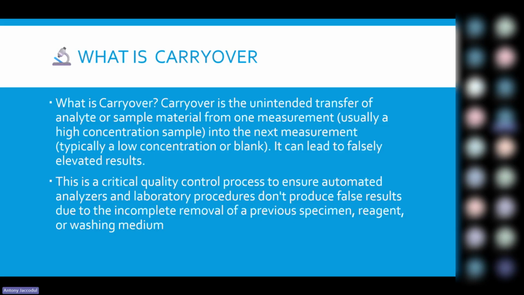This can be catastrophic, especially in tests that have very minimal advances in terms of values. You can have just a small tinker in the value that leads to a falsely elevated result and causes a panic result. Things like troponin, things like potassium, just to mention but a few: when you have just a small carryover in the results that come out, you end up having a very panic value if that unintended transfer happens.